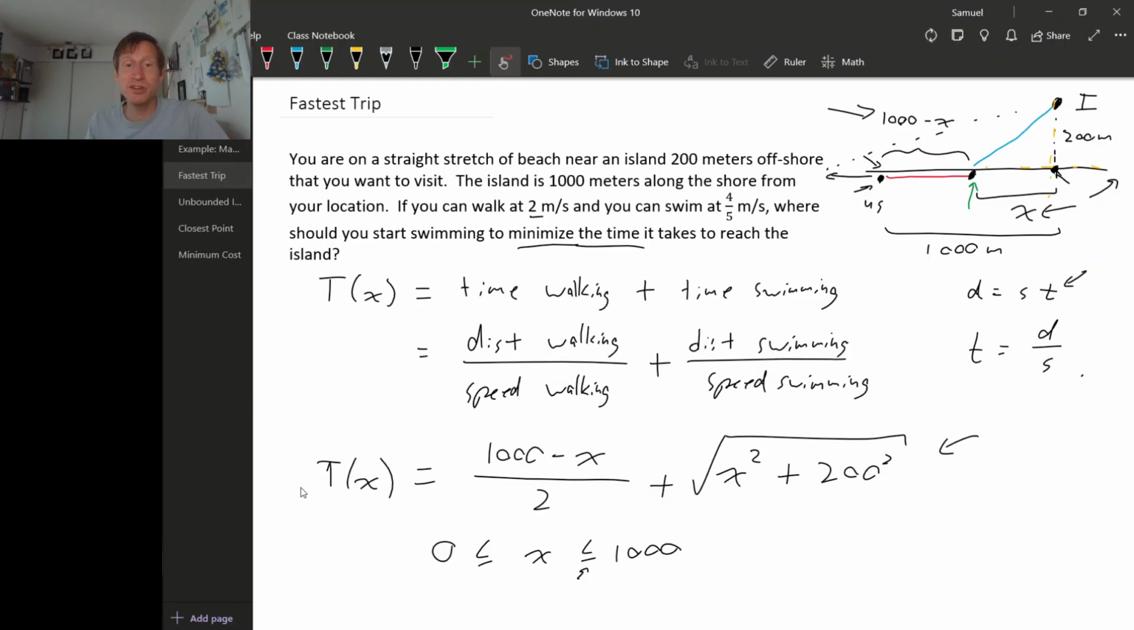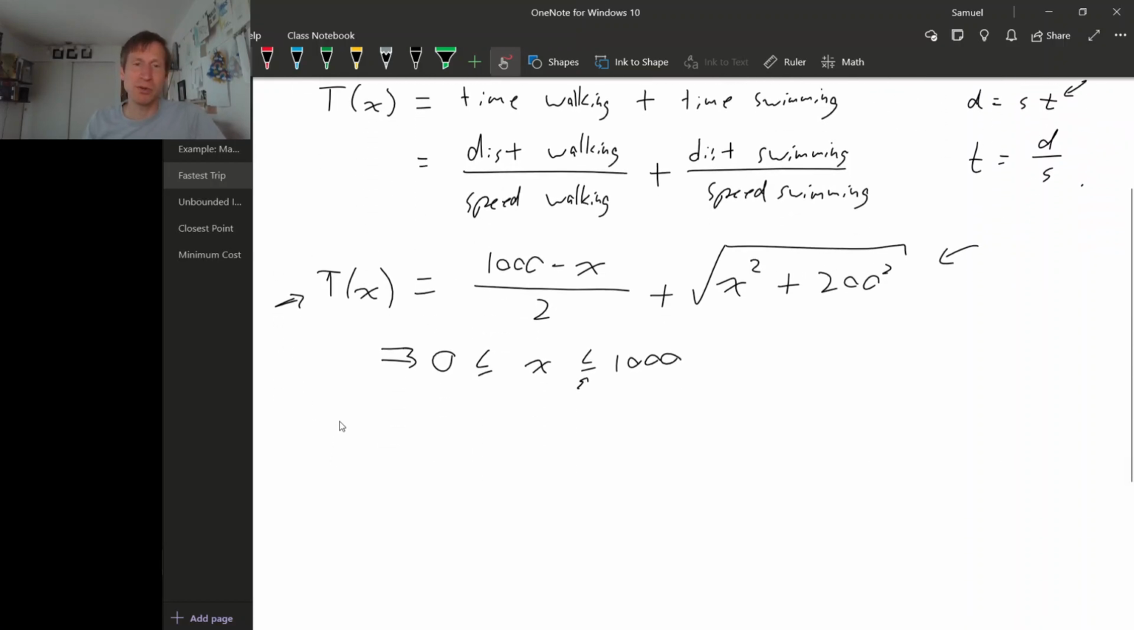All right, so now we have a function and we have an interval. Notice that, again, we're in the fortunate position of having a continuous function on a closed and bounded interval. And so the extreme value theorem guarantees that there is a minimum value. So we know that minimum value will occur either at a critical point or at one of the endpoints. We kind of suspect that it's not going to be an endpoint, so probably it's a critical point. So let's find a critical point. Let's take a derivative for this function.